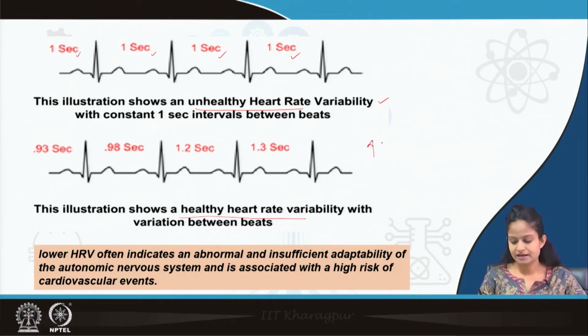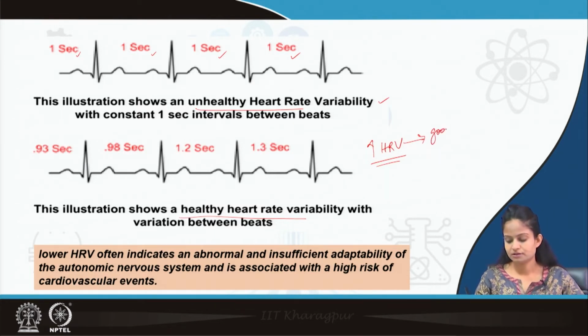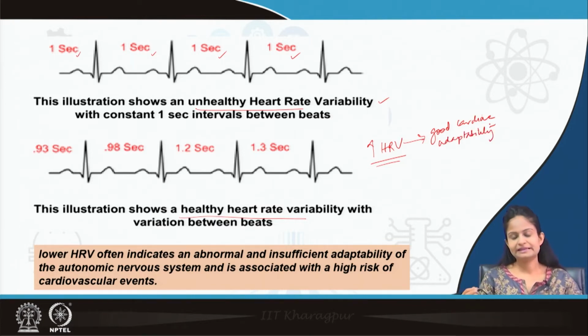That means higher heart rate variability actually means good cardiac adaptability. Good cardiac adaptability means that when we are not thrown into any challenges, external or internal, in our body, our body is in homeostasis. But whenever we are thrown into challenges, our autonomic nervous system should act in such a way that it does not compromise the perfusion of the vital organs.